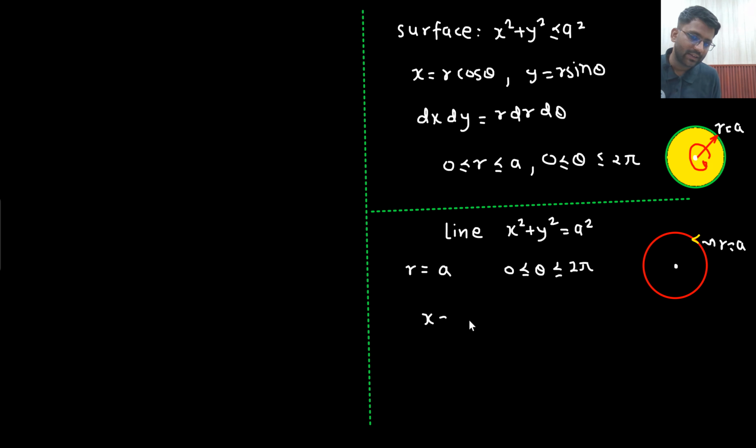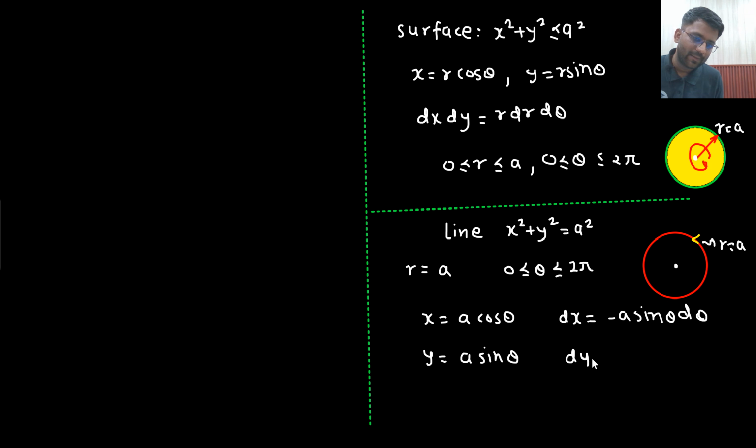So what will be the value of x? x was r cos theta, it will become a cos theta. What will be the value of y? It will become a sin theta. What will be the value of dx? That will be minus a sin theta d theta. And what will be the value of dy? a cos theta d theta. Is that understandable to you?